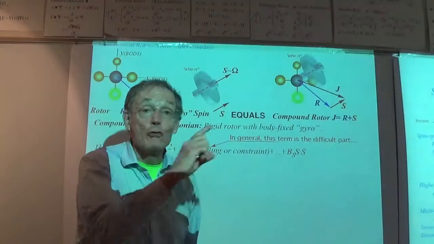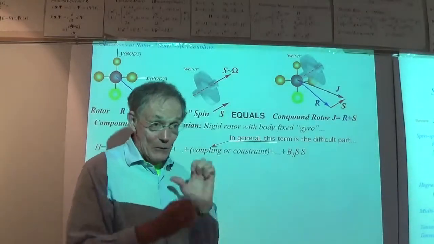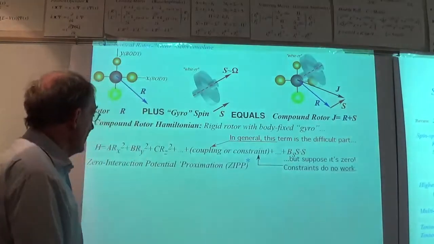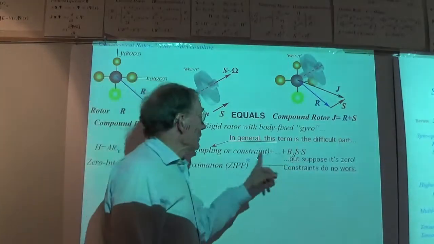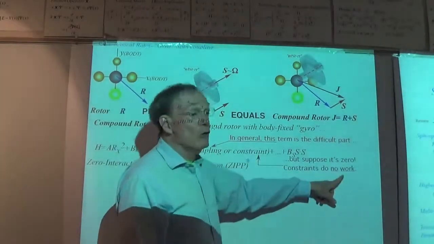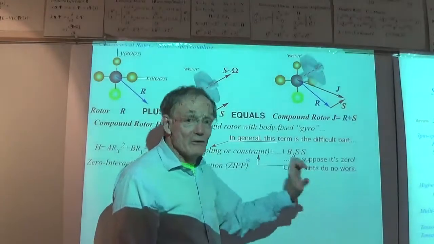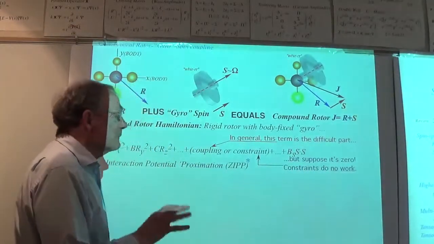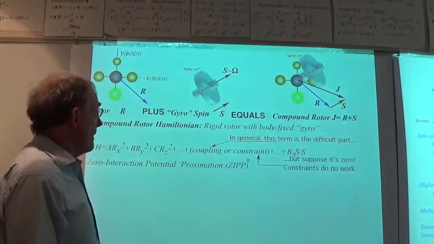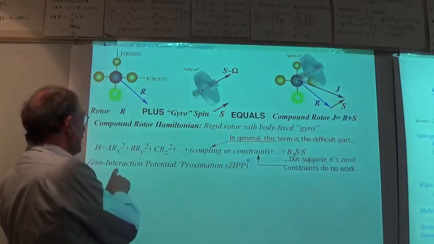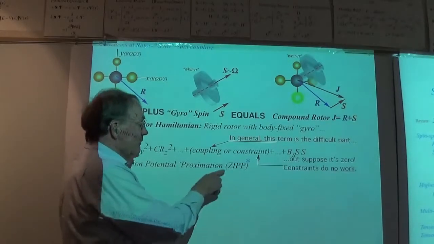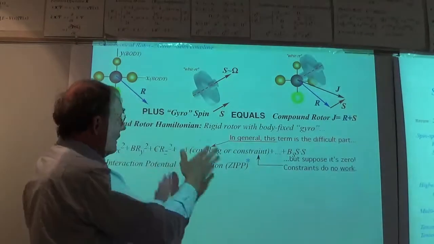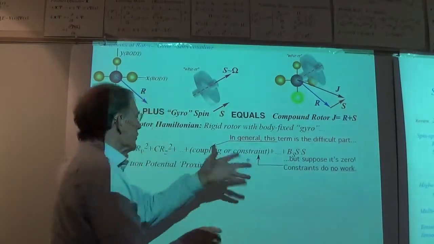But not if it's a constraint. Not if you really nail it down. Then it can't do anything. It can't contribute to the energy. Suppose it's zero. That is, constraints do no work. If it's really constrained, it does no work. And this is something about gyroscopes that very few people know. But I call it the zero interaction potential approximation, ZIP. Okay, we're going to zip it up to our molecule here. And ignore this. Just keep that. And that doesn't do much.